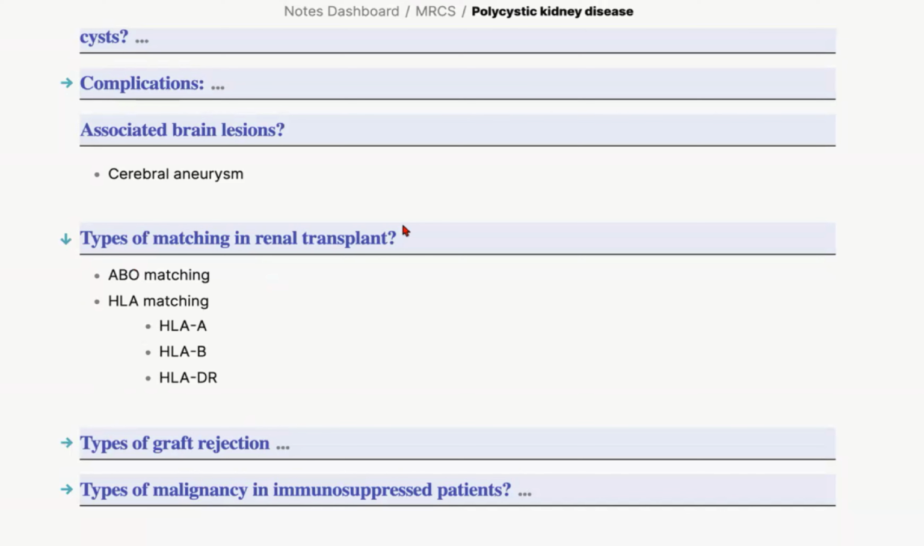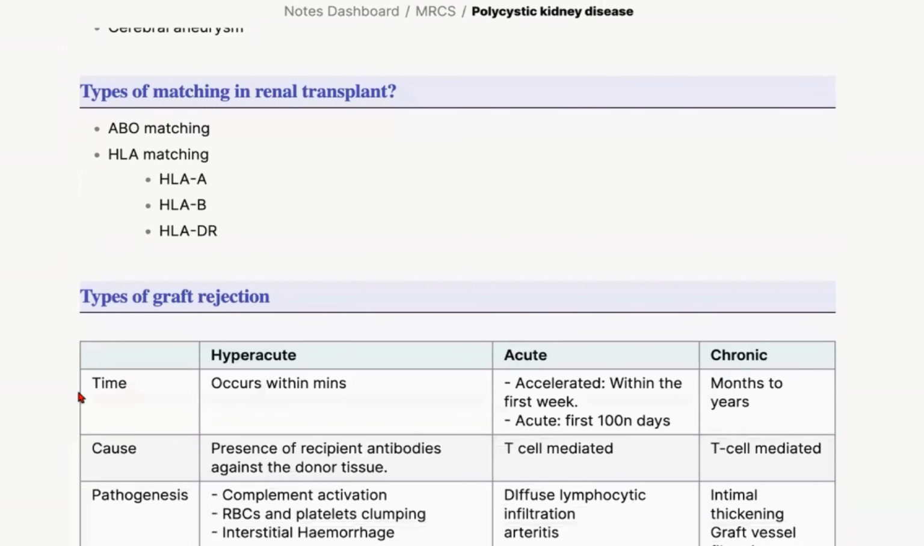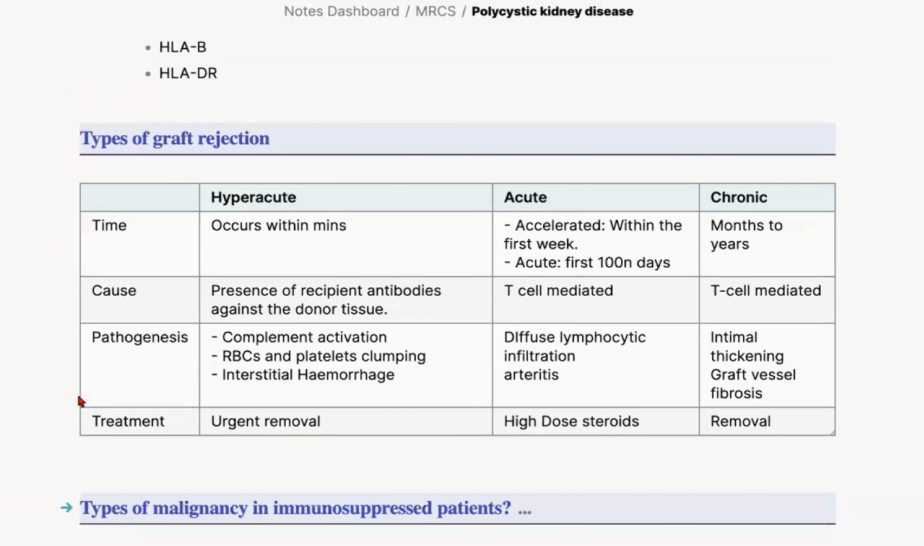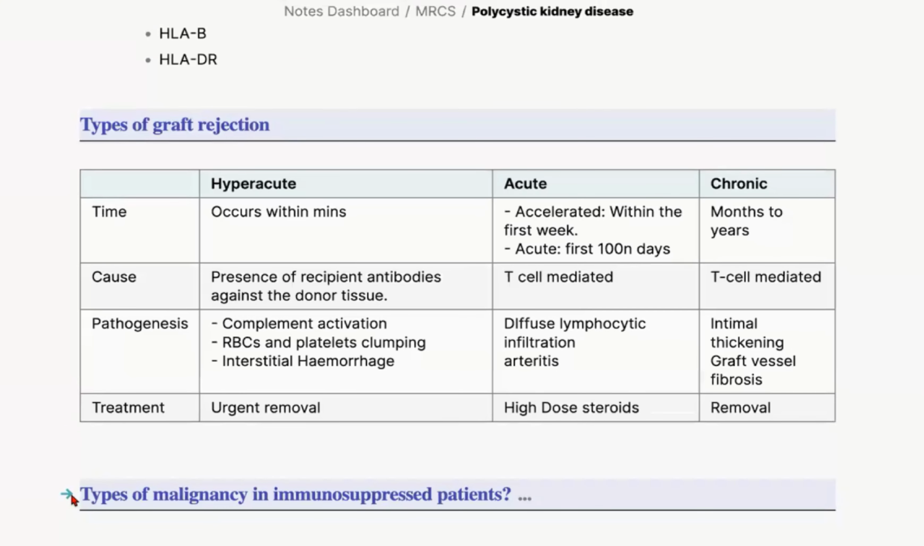Chronic rejection can either happen after 6 months to a few years. This is again T-cell mediated and antibody mediated. You can appreciate fibrosis and scarring of the renal tissue. What are the type of malignancy that could happen in immunocompromised patients? Immunocompromised patients, I would consider squamous cell carcinoma, Kaposi sarcoma, lymphoma, and basal cell carcinoma.